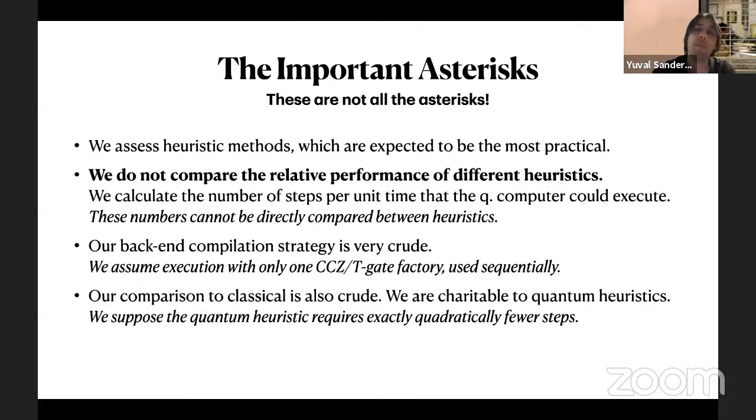The last point that I'll make, but not the last point that is worth making, is that our comparison to classical is also quite crude, but we're doing it in a way that's charitable to quantum heuristics. So basically what we're doing is we're imagining that the quantum heuristic would require exactly quadratically fewer steps than the classical heuristic. And so we're essentially ignoring any quibbles about constant factors or lower order terms or whatever it is. This is just essentially the back of the envelope that justifies our headline claims in our paper.